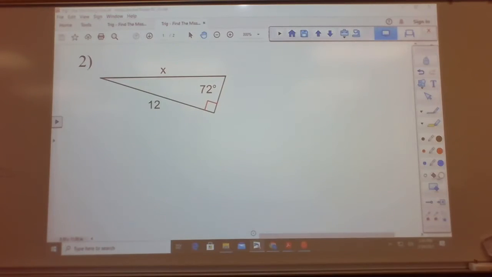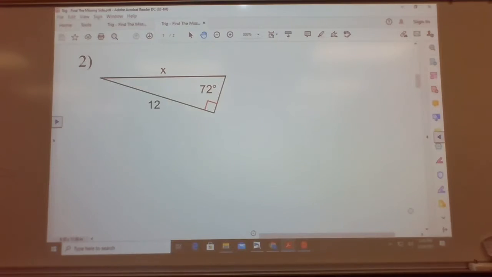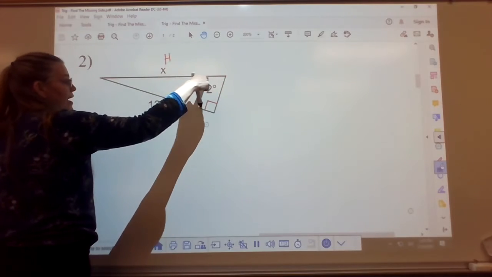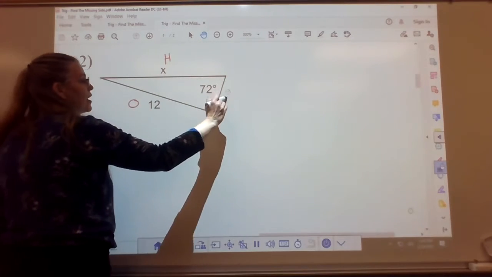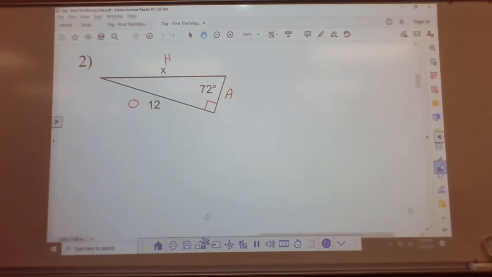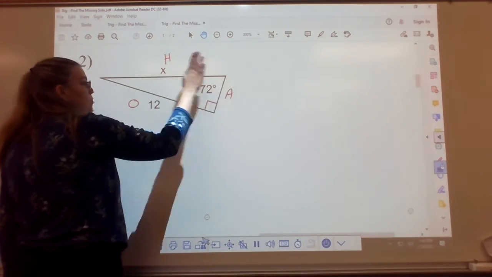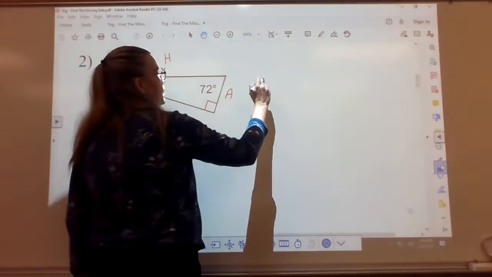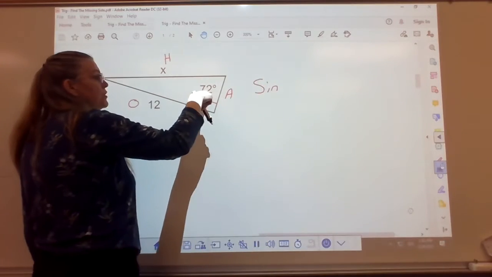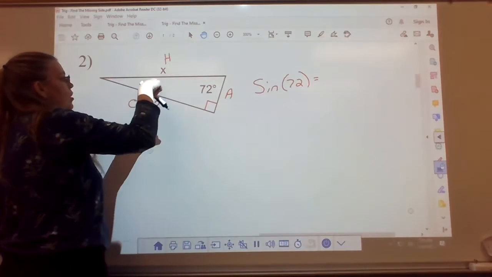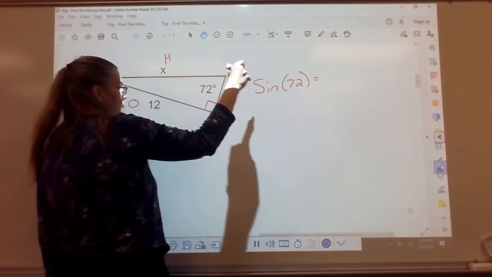Number 2. I've got my triangle. I'm going to mark it the same way I said before. Here's my 90, so this must be hypotenuse. Here's my angle, so this must be opposite, and I have adjacent. So there's my three sides. Same as last time. There's nothing on A, so I can't use it. So I must be using sine again. So sine of the degree equals 12 over x. Opposite over hypotenuse.